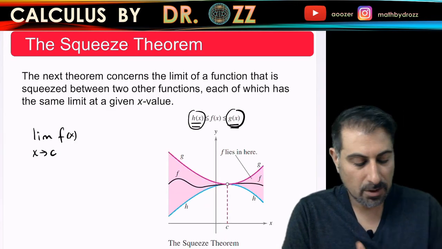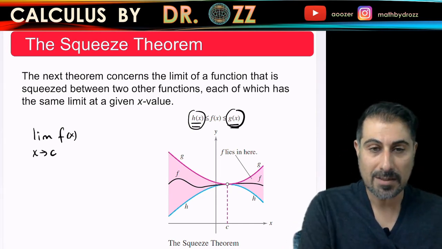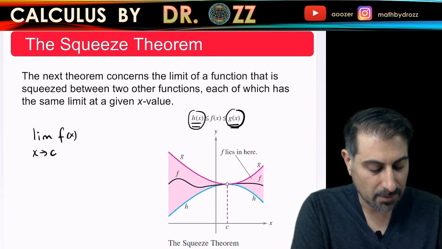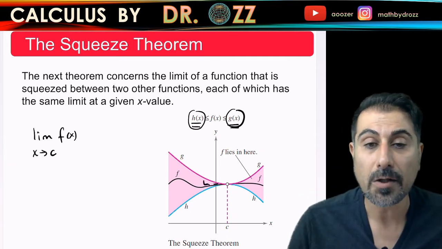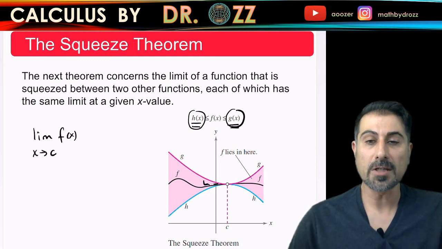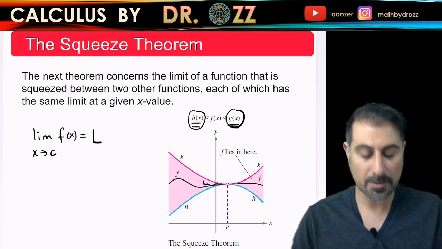So going back here, if the limits of h and g exist, and let's say it is the value L here, whatever that value is, then the limit of the middle function is exactly equal to L. So it's called the squeeze theorem.